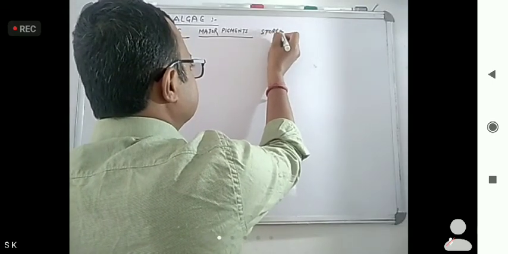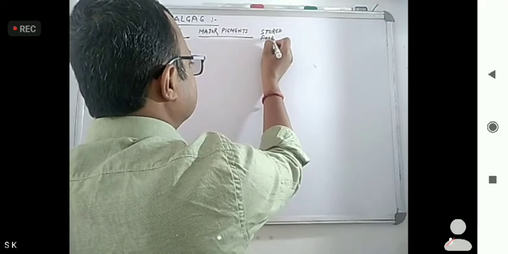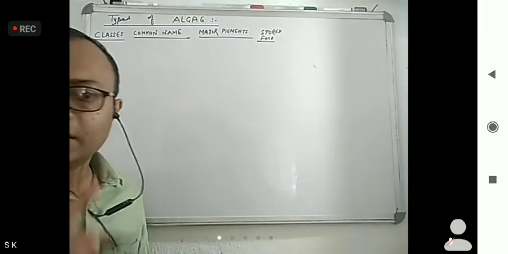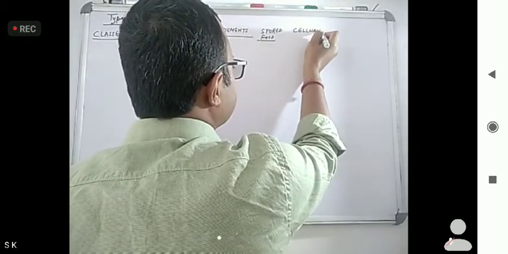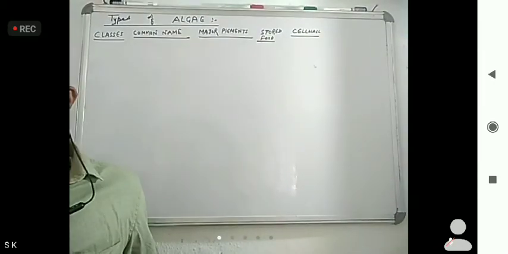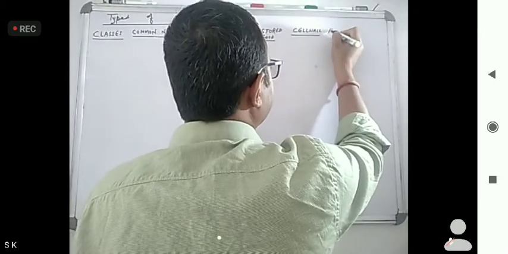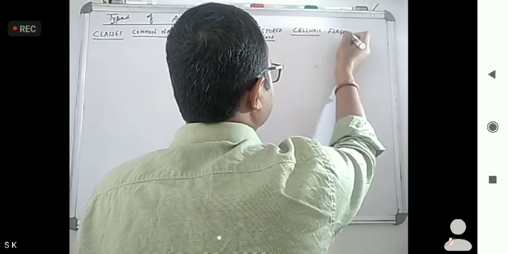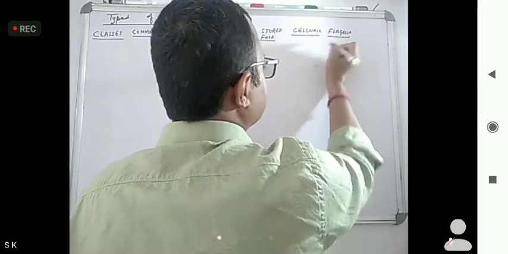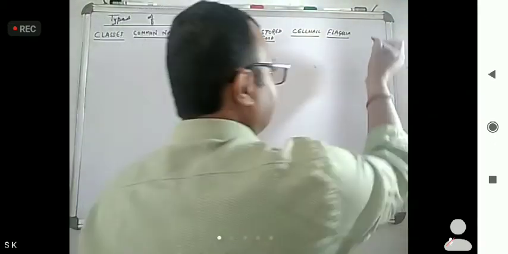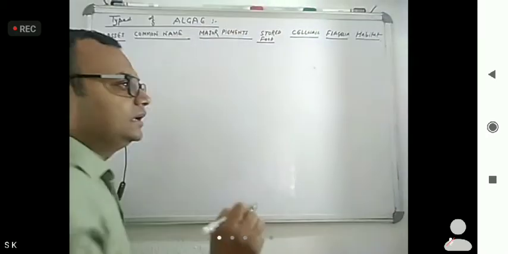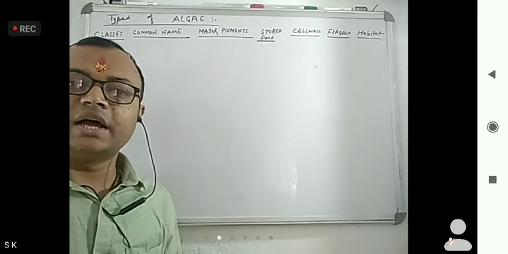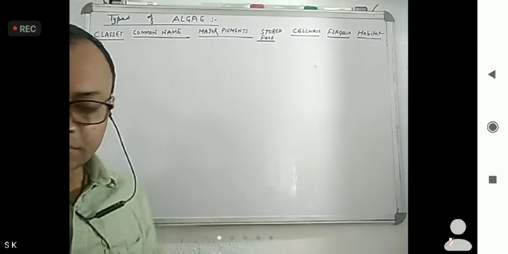Then stored food. Okay, then cell wall, what they contain as main component. Then what flagella number they are having, if they have flagella, then what is the common habitat, and in their habitat we will see what examples they contain. Okay, so come on that.